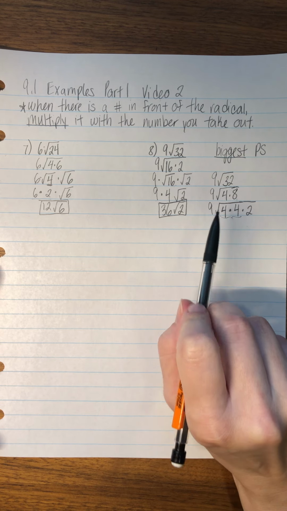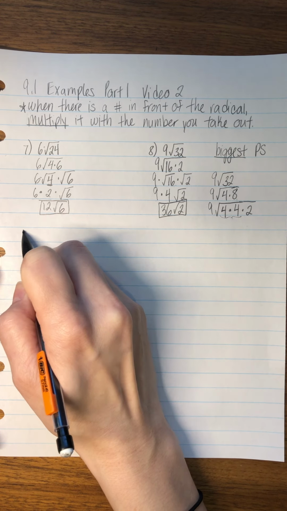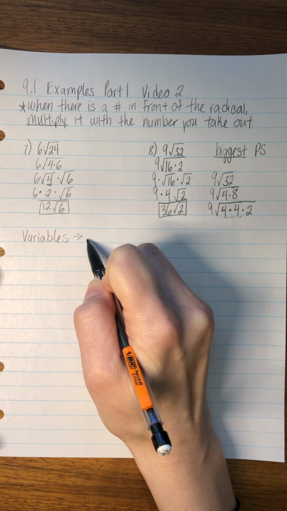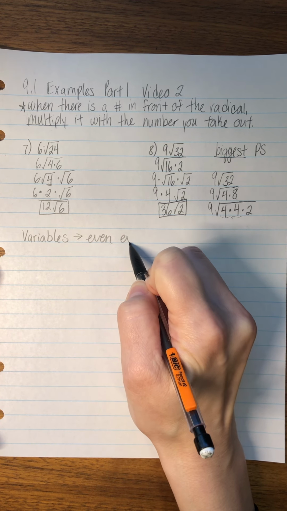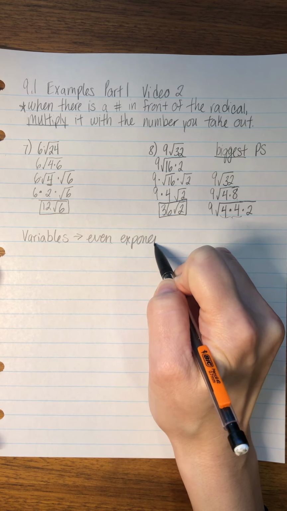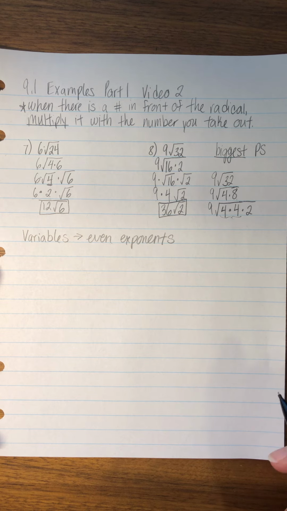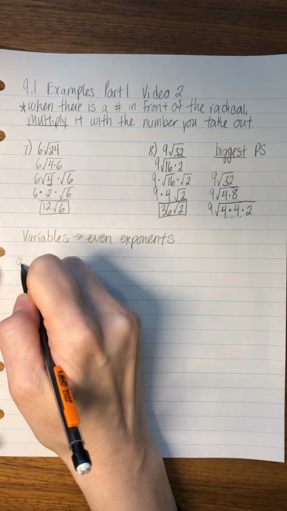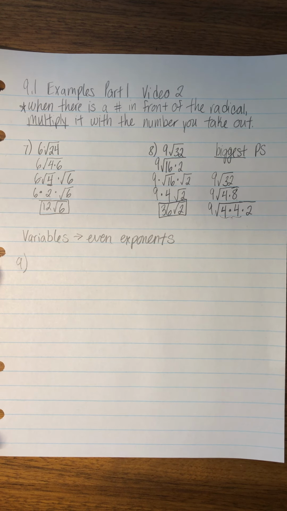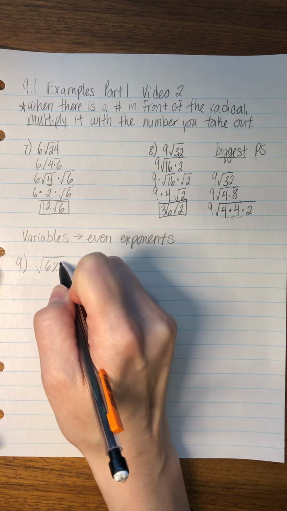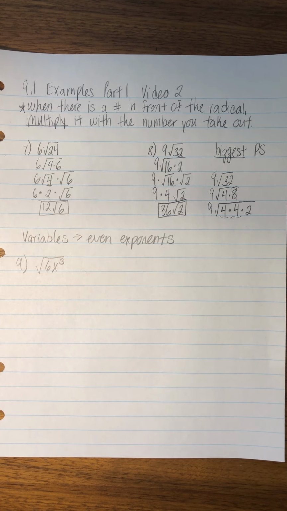Okay, we're going to look at some examples now with variables. Remember, variables are perfect squares when they have even exponents. So when we have any variable, we're looking to find the biggest even exponent that is a factor. Let's look at an example. Our first example that we're going to do is the square root of 6x to the third.